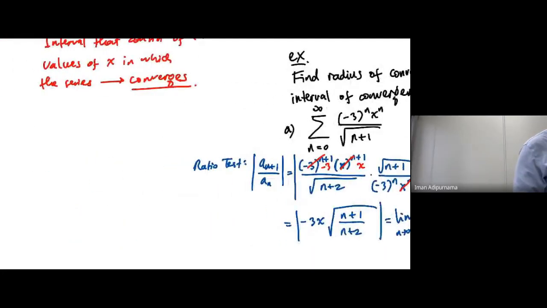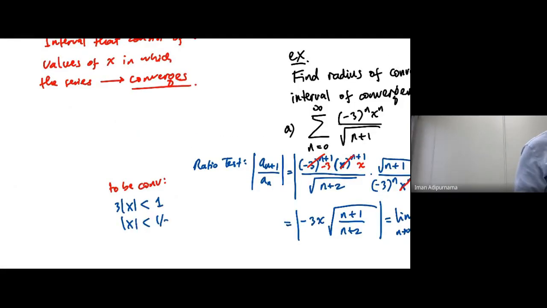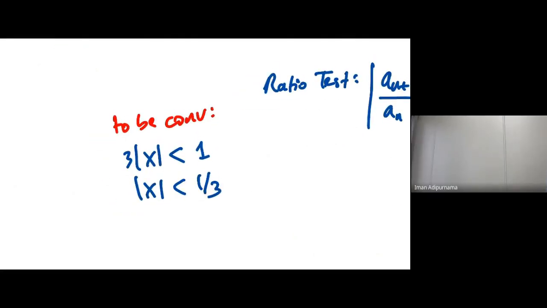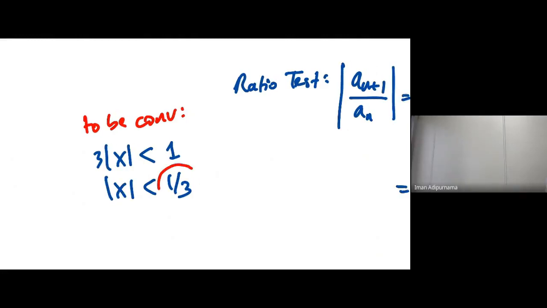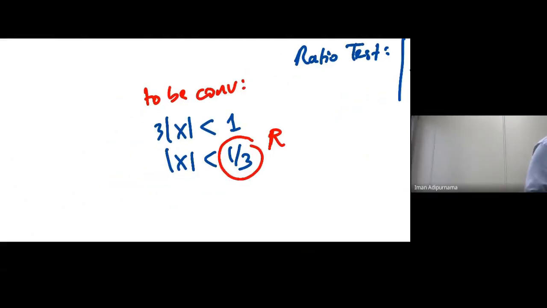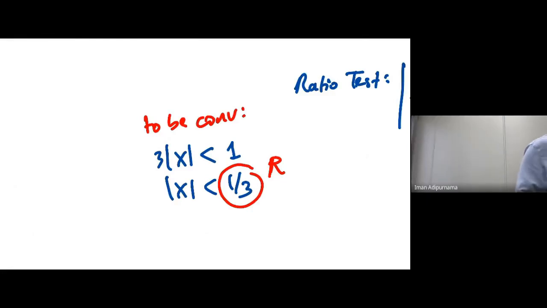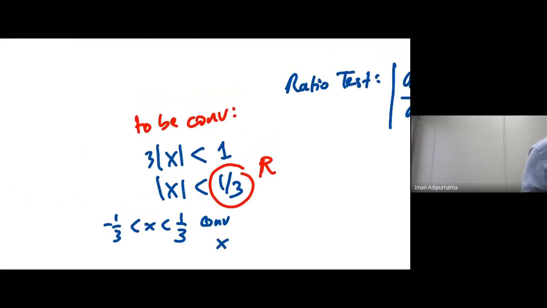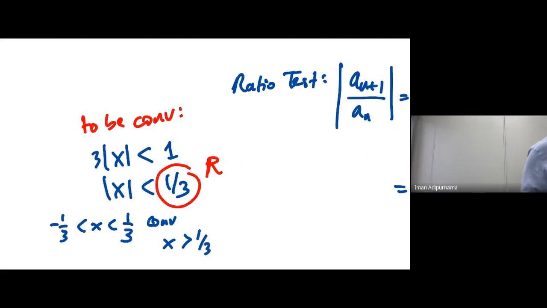Now, for the series to converge, 3|x| should be less than 1, so |x| is less than 1 over 3. And whenever you find this form, this is the R, right? The radius. So inside this range the series will converge, and outside it diverges.